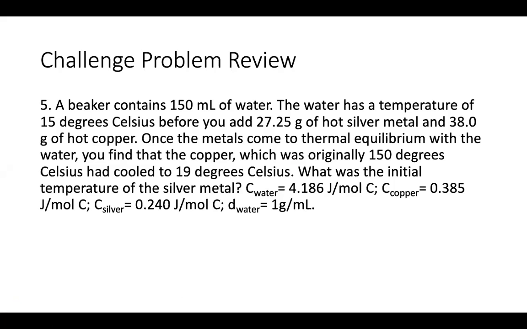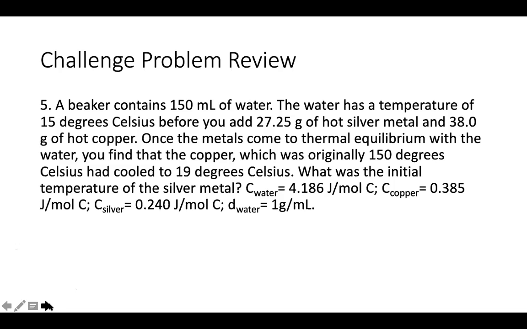Okay, now this problem is a little bit more complicated because there are actually 2 pieces of metal that are added. You're told that 27.25 grams of hot silver metal is added and 38 grams of hot copper are added to this beaker of water. Then you're told that they all reach thermal equilibrium at 19 degrees Celsius, so their final temperature will all be 19 degrees Celsius. And in the end, you are asked, what was the initial temperature of that silver metal that you added?